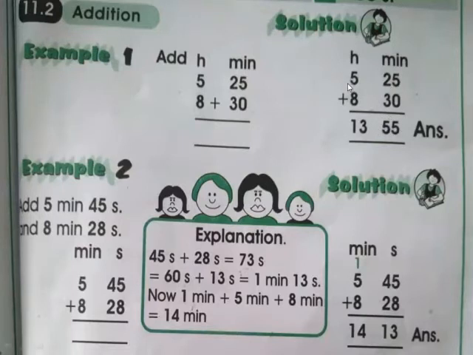Now move to the hour. 5 plus 8 equals 13, meaning 13 hours and 55 minutes. There is no change into the minutes because 55 minutes is less than 60, so it stays the same. Now move to the next example, number 2.